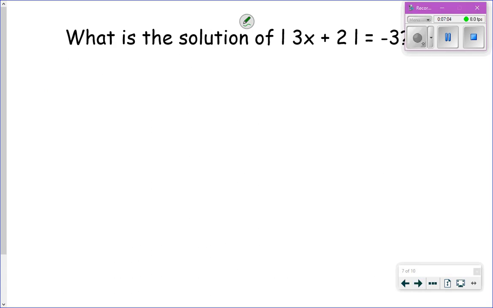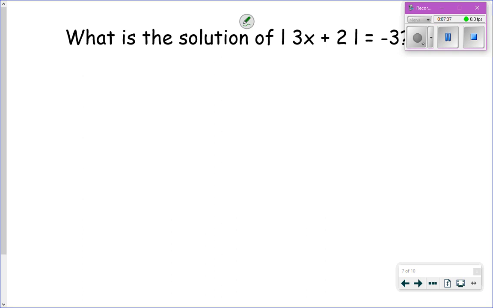Okay, so the next example, it says, what's the solution of absolute value of 3x plus 2 equals negative 3? So here's the thing with this problem. This has absolute value bars on the left set equal to a negative number. So we know that whenever you plug things into the absolute value bars, everything that comes out is always going to be positive because it's measuring distance. And distance is never negative.